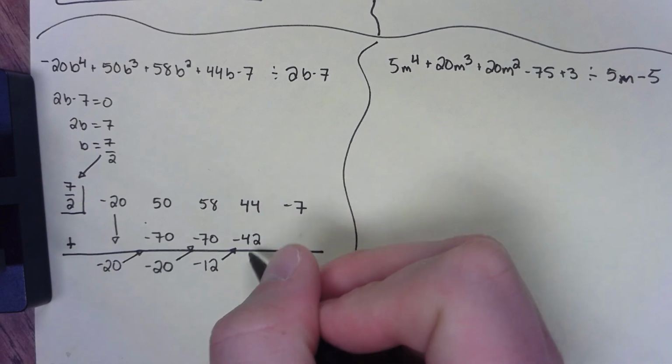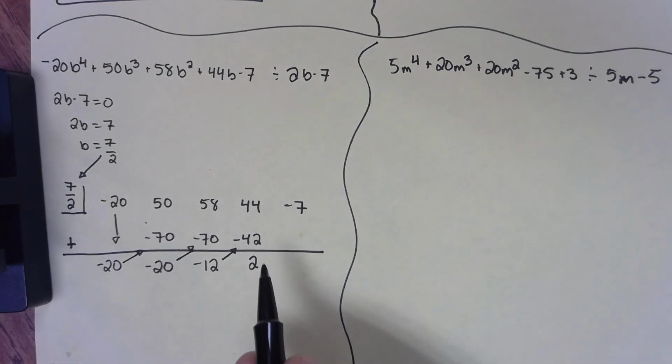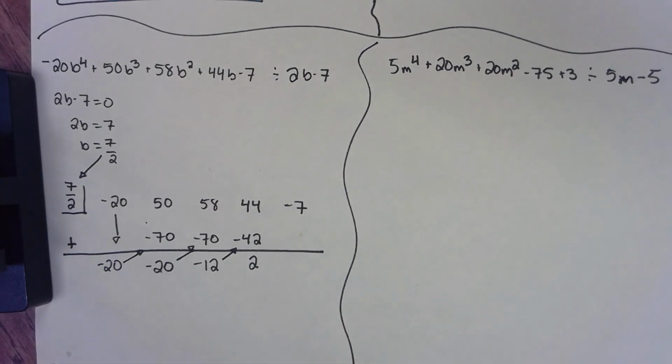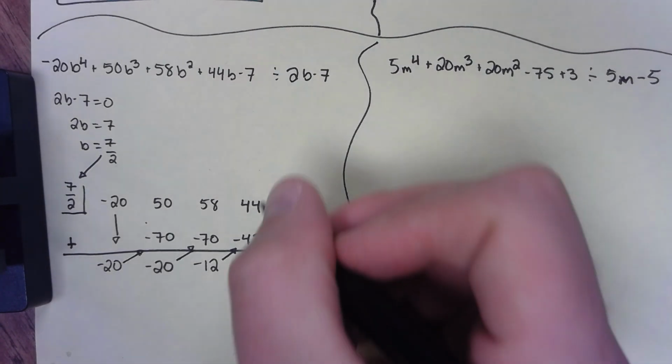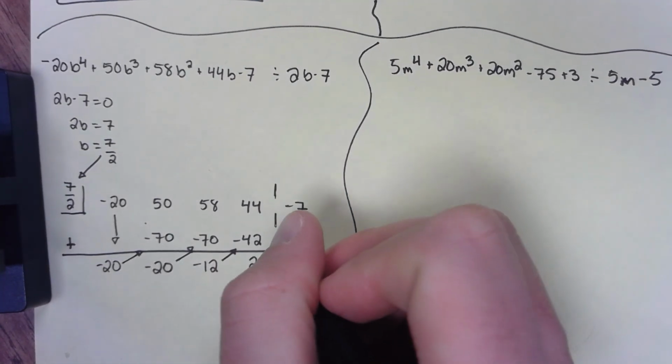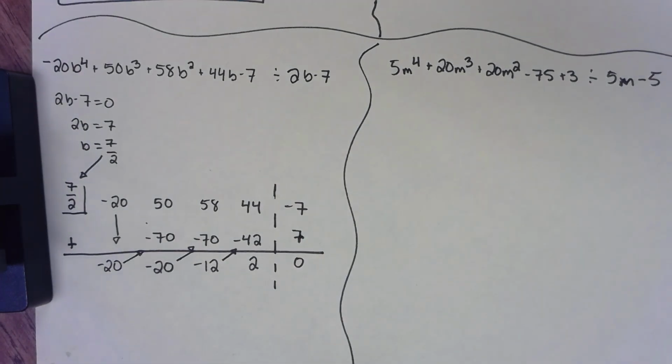Add these numbers together to get positive 2. This one's a little bit easier because 2 divided by 2 is 1. 1 times 7 is 7. And we get a remainder of 0. Okay, because we got a remainder of 0, we have essentially factored.